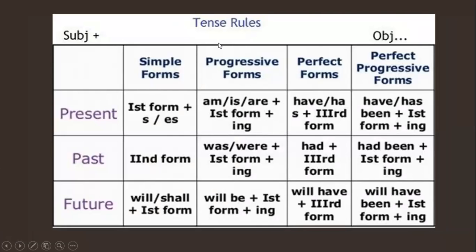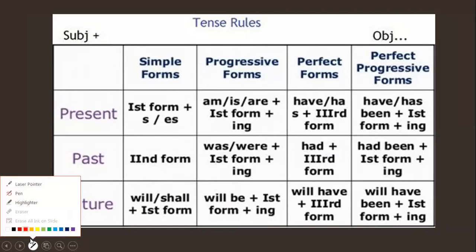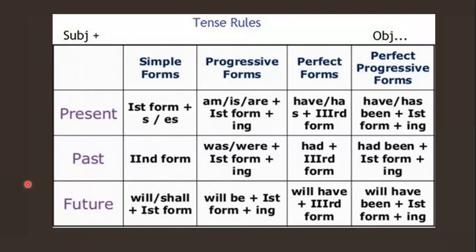And let's look at the tense rules, how we form the tenses. The sentence structure: we have the subject and the object here. Now when we have the subject, in the present tense, first of all, in the simple form, that is the indefinite form, you all know simple form is the indefinite form. The first form of the verb is used with s or es. That means if it's a singular person, we use es, and if it's plural, we only use s.